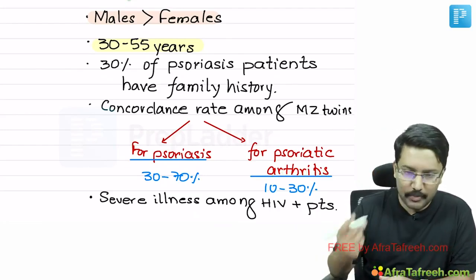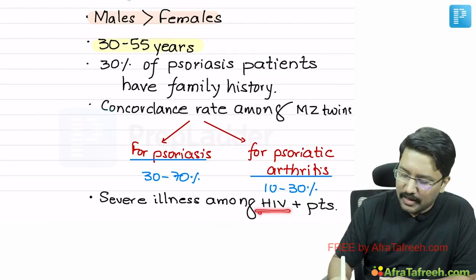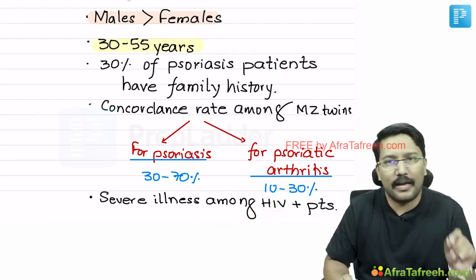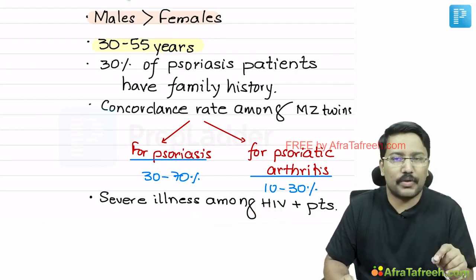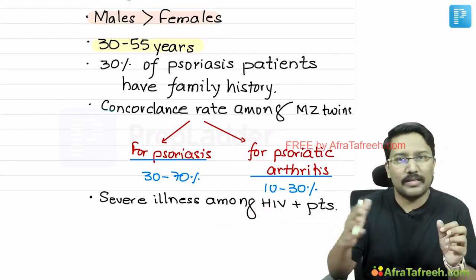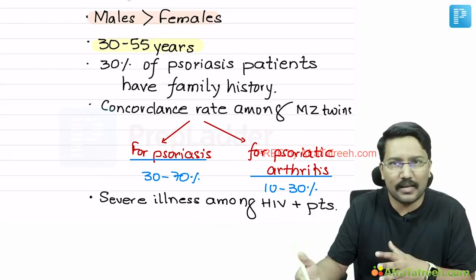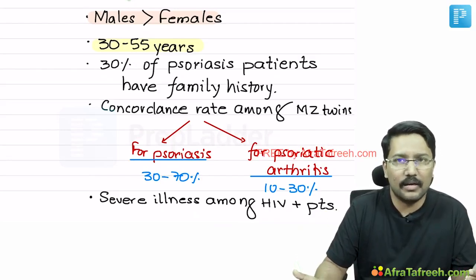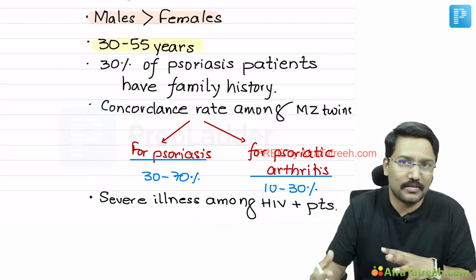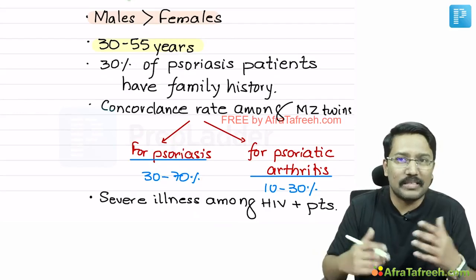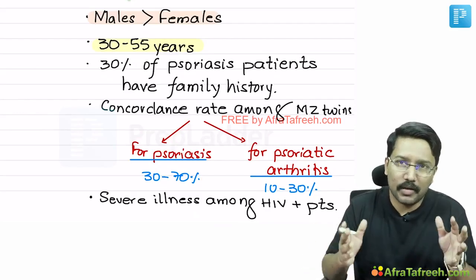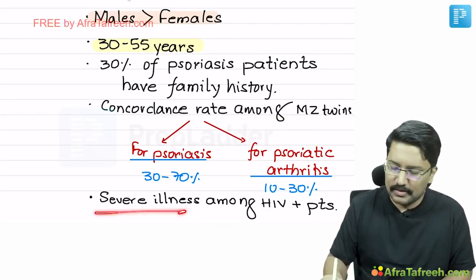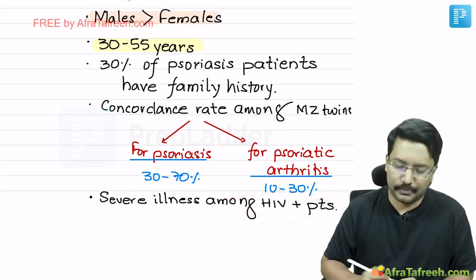But before I move on, let me draw your attention that HIV has a strong correlation with the risk of development of psoriasis. And once the HIV patient develops psoriasis, the risk of this progressing to psoriatic arthritis is high. Thus, HIV increases the risk of developing psoriasis as well as psoriatic arthritis. And once the psoriatic arthritis sets in, it also determines the severity. So, an HIV patient developing psoriatic arthritis is going to have a more severe illness, severe illness among HIV positive patients.